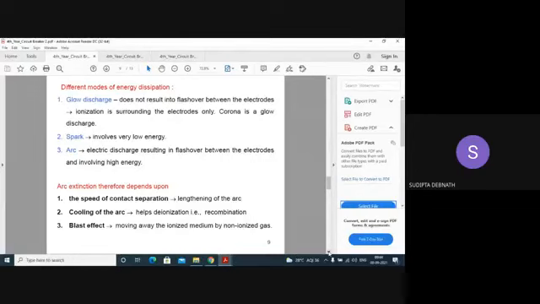Now, arc extinction depends on the speed of contact separation in the circuit breaker. Cooling of the arc helps deionization, that means the ionized particles recombine to form neutral molecules. Blast effect: sometimes it is not possible to neutralize those ionized particles, so we just blow them off from that path. We'll study these three methods later. In an air blast circuit breaker, we blow compressed air, and that compressed air sweeps away all the ionized particles from the arc path. Recombination occurs in the SF6 circuit breaker. SF6 is known as an electron scavenger, so it absorbs electrons and decreases the ionization process.